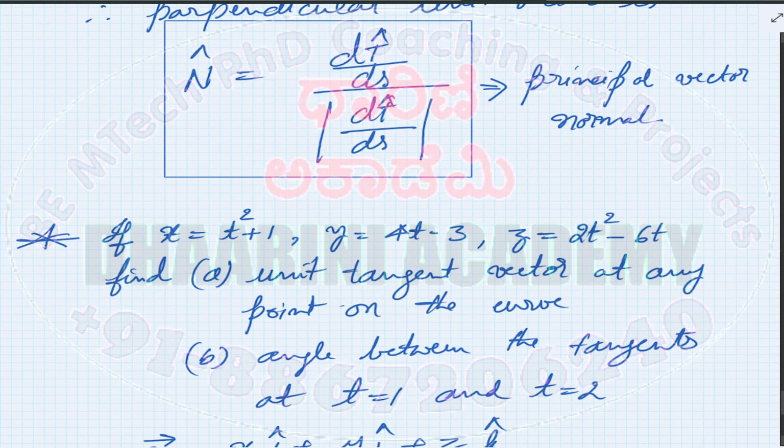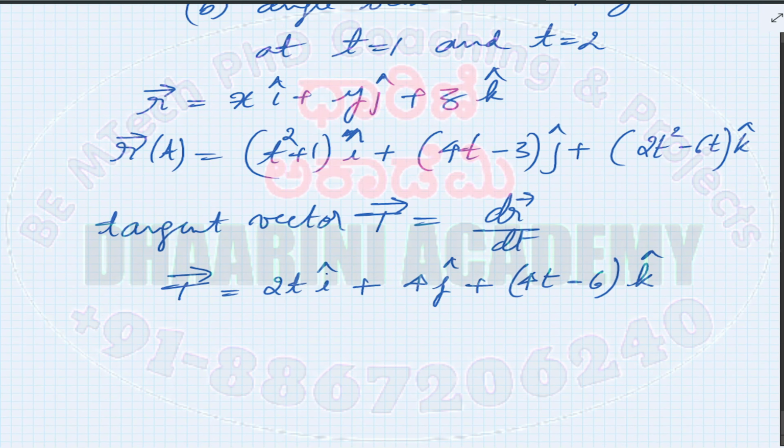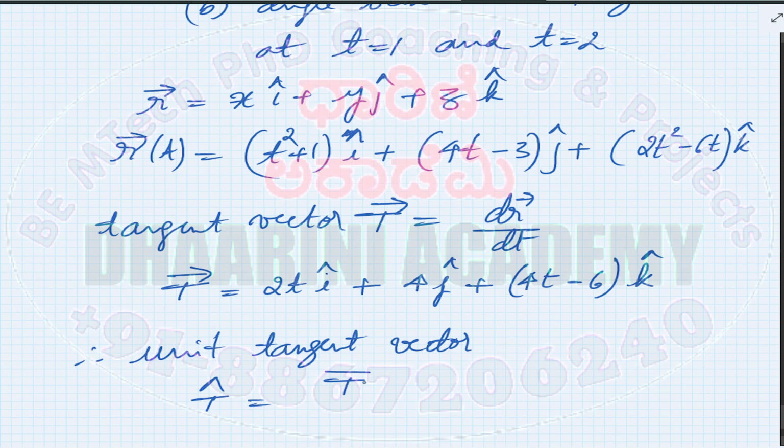But if you look at the question, it says find the unit tangent vector. So how do you find the unit tangent vector? Therefore let's write unit tangent vector. Let me denote it as t cap. T cap is equal to vector t divided by magnitude of vector t. This is from very basic concept of vectors.